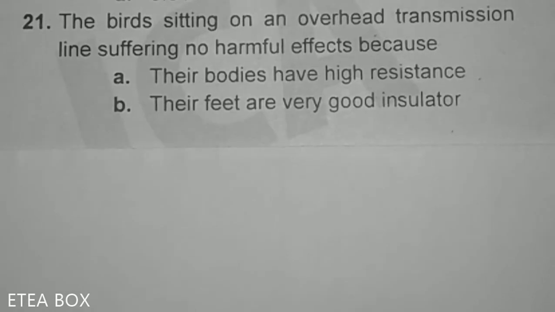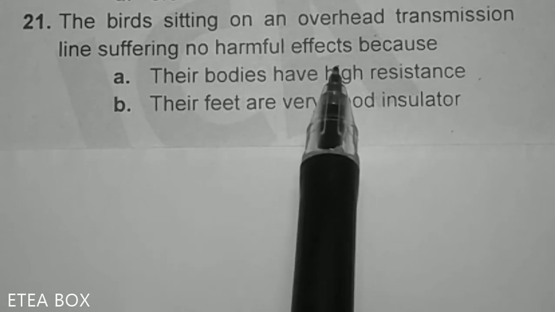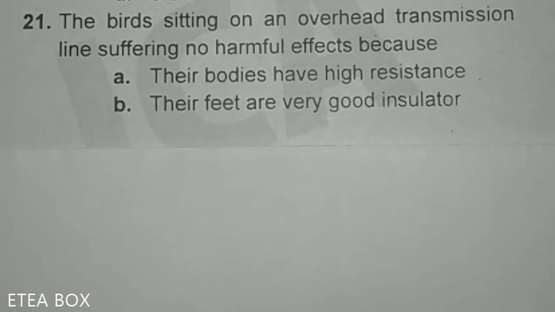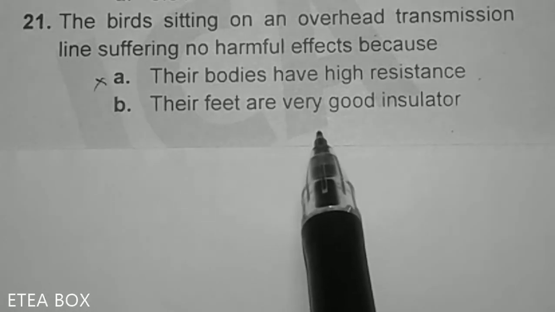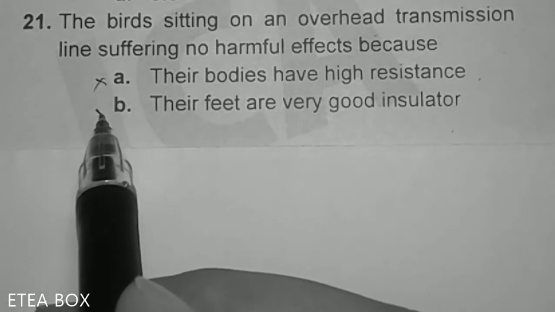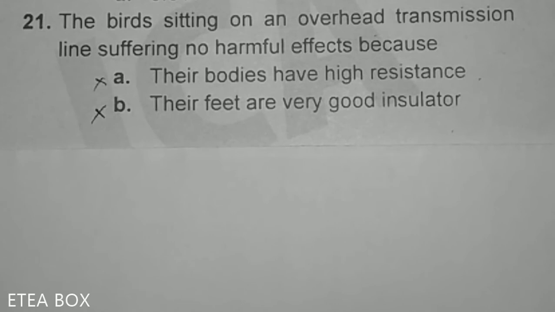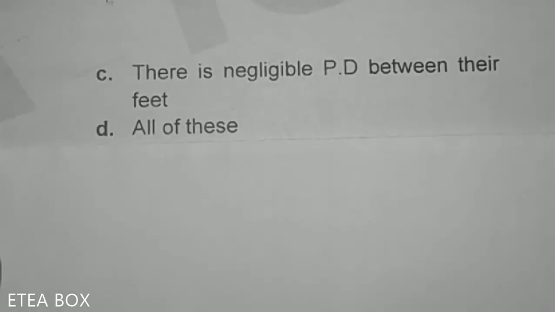The birds sitting on an overhead transmission line suffer no harmful effect, because? Option A, their body has high resistance. This one is incorrect. Option B, their feet are very good insulators. This one is also incorrect. Look at option C, there is negligible potential difference between their feet.